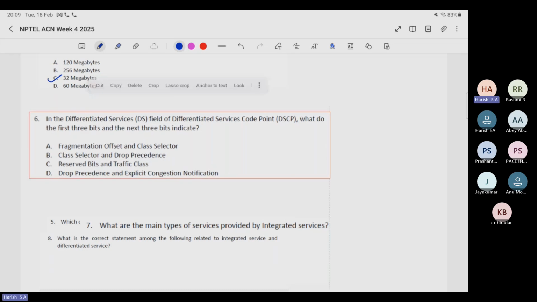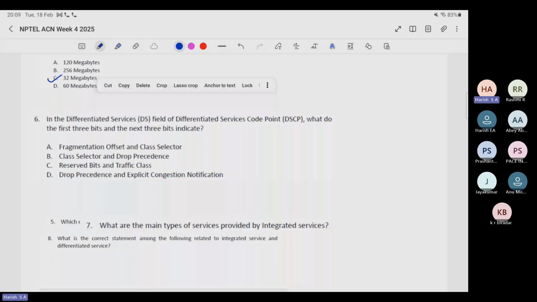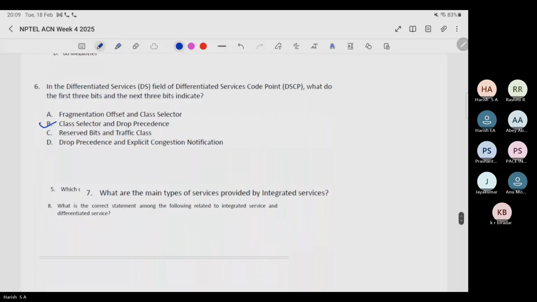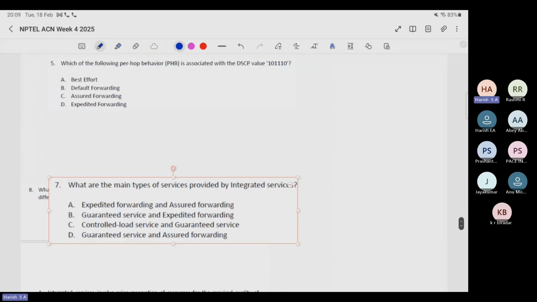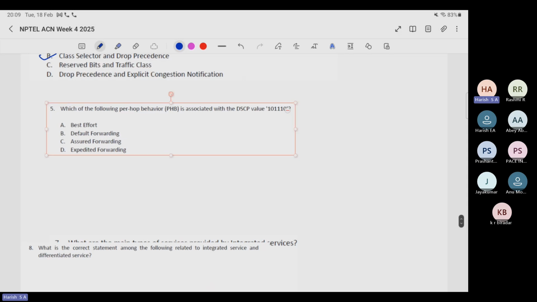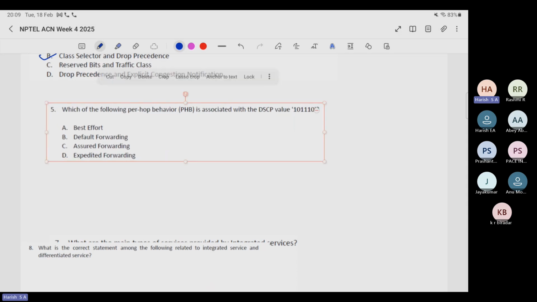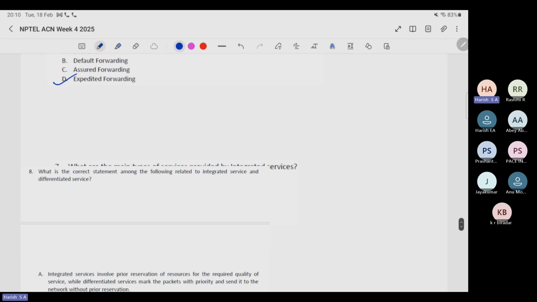In the differentiated services field of DSCP, what do the first 3 bits and the next 3 bits indicate? This is pretty straightforward. It's a class selector and drop precedence, right? Which of the following per hop behaviors is associated with DSCP value 101110? This is expedited forwarding. This is directly from the table. You can take a look.